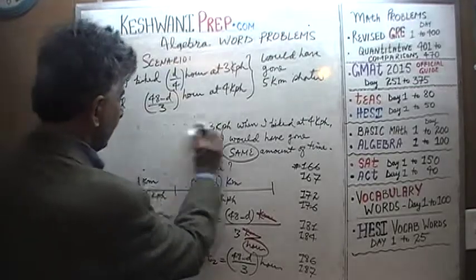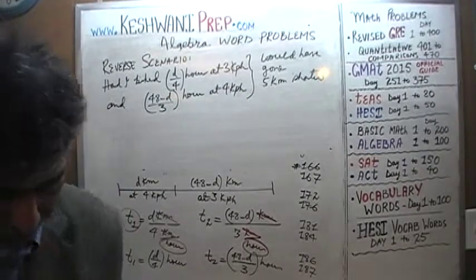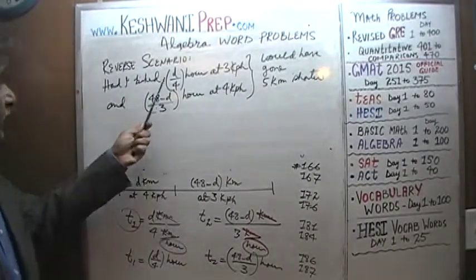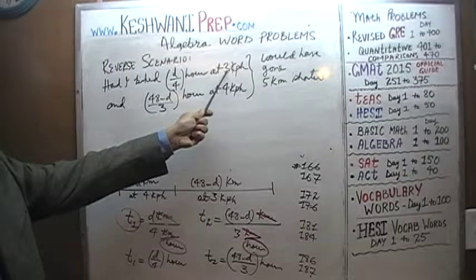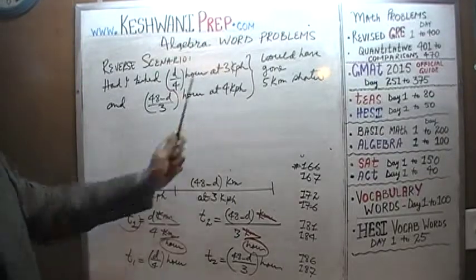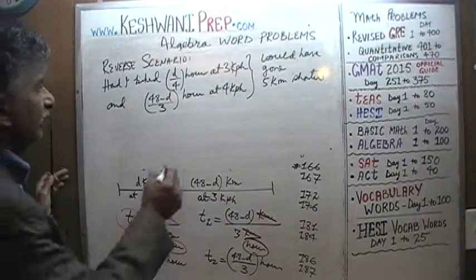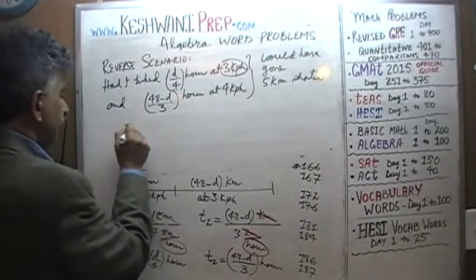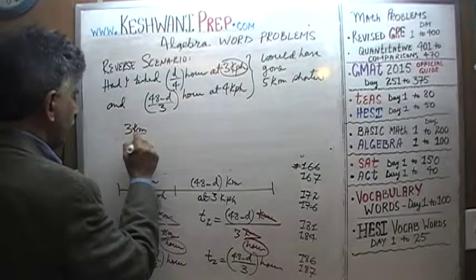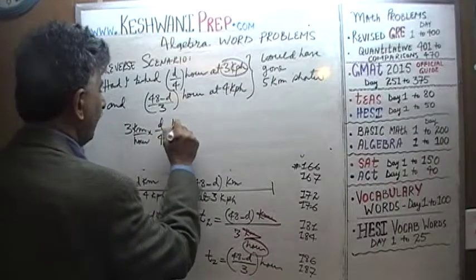Now we can get an equation out of it. Watch what happens. If you're going this many hours at 3 kilometers per hour, what's the distance you're traveling? The first amount of distance is going to be the speed that you have here, 3 kilometers per hour times d over 4 hours.